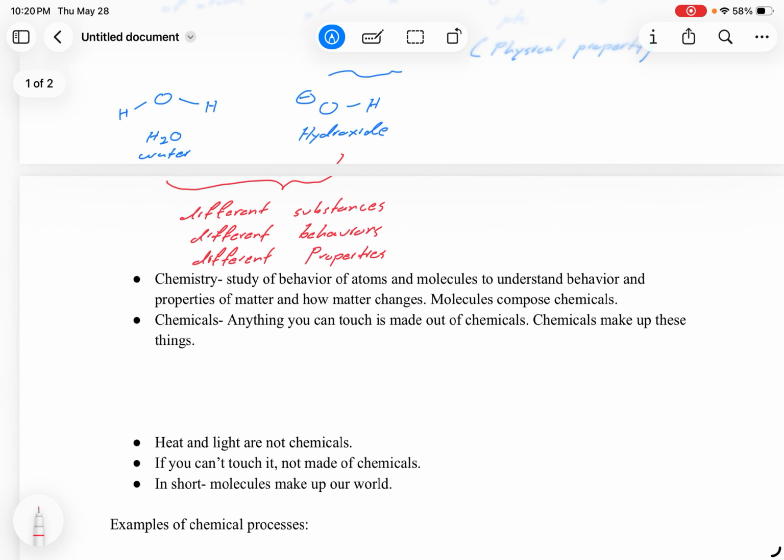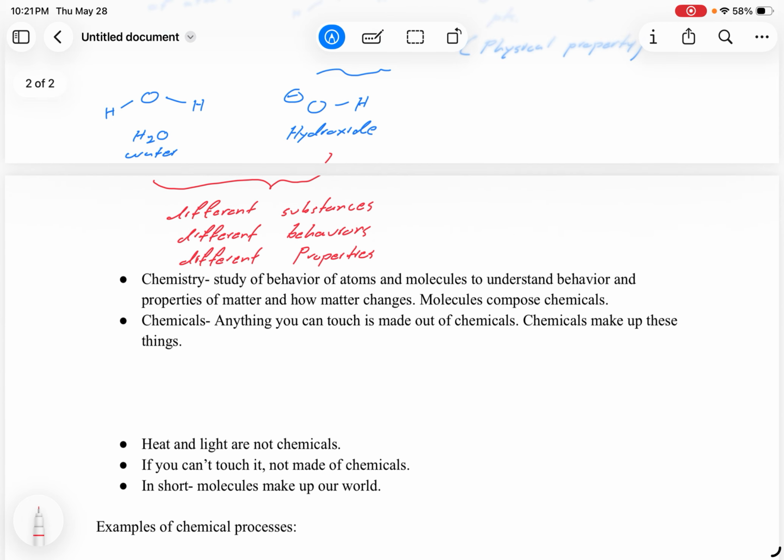So let's continue. Overall, chemistry is the study of the behavior of atoms and molecules to understand the behavior and properties of matter and how matter changes, right? So molecules compose chemicals. That's a simple definition for the purposes of introductory chemistry. So let's talk about chemicals.